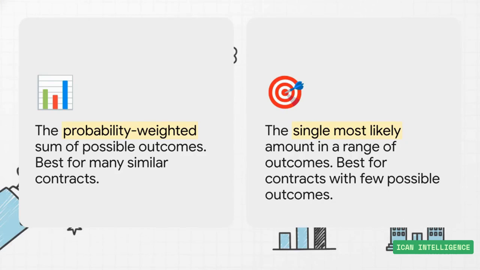The standard gives us two methods, two tools in our toolbox. The expected value method is perfect when you have a large number of similar contracts. You can use historical data to create a probability-weighted average. But if you've only got two possible outcomes, like you either get the bonus or you don't, then the most likely amount is a much better fit. The key is to pick the method that gives you the best prediction.